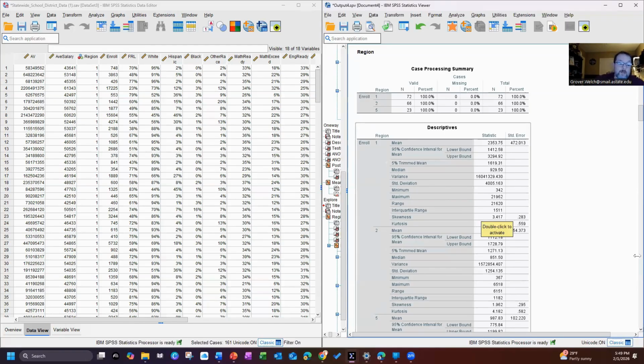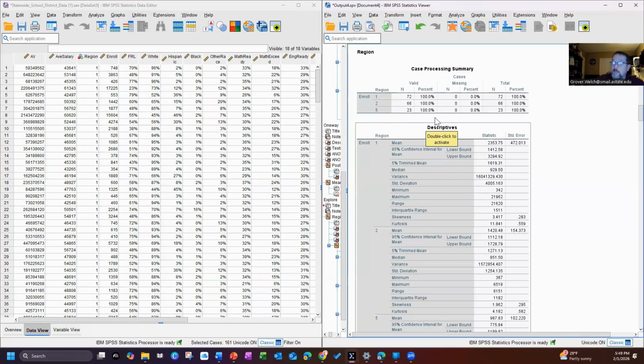After I filtered my data, I came up to my case processing summary and I saw that my Ns were 72 for region 1, 66 for region 2, and 23 for region 5, which gave me a total of 161 districts in my data set. Next, I needed to test my assumptions.